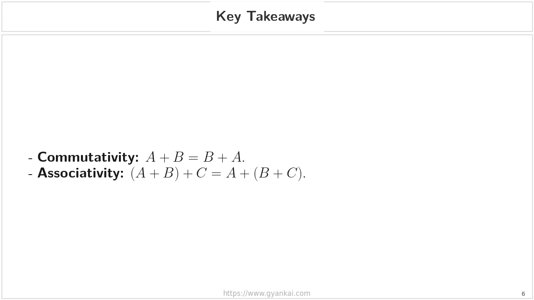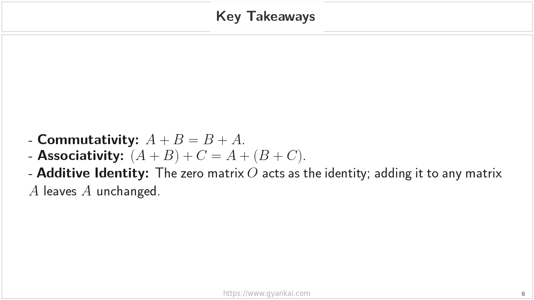Next, we have associativity. This tells us that when adding three matrices, the grouping does not change the result. In other words, the quantity matrix A plus matrix B, all added to matrix C, is exactly the same as matrix A added to the quantity matrix B plus matrix C. Third, let's remember the additive identity. The zero matrix, denoted by a capital O, acts as the identity element. This means that adding the zero matrix to any matrix A leaves matrix A completely unchanged.